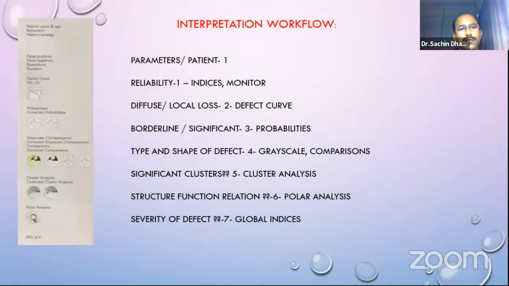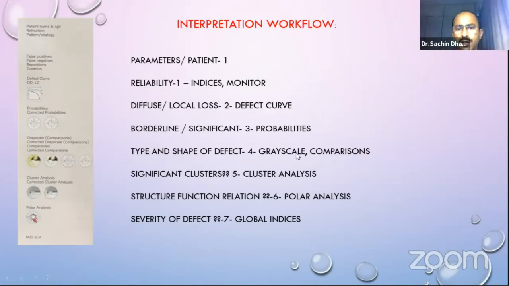So the interpretation workflow in Octopus is slightly different. Here we have some similar things like patient detail and the reliability indices, but then you have the defect curve, which is different. The probability map is the same as the pattern deviation maps on the Humphrey. We have a grayscale and comparisons, that is the total deviation numerical plot and the grayscale. Grayscale in the Humphrey again is different from the Octopus. In the Humphrey it is absolute. In the Octopus it is relative because it compares it to the normative database.